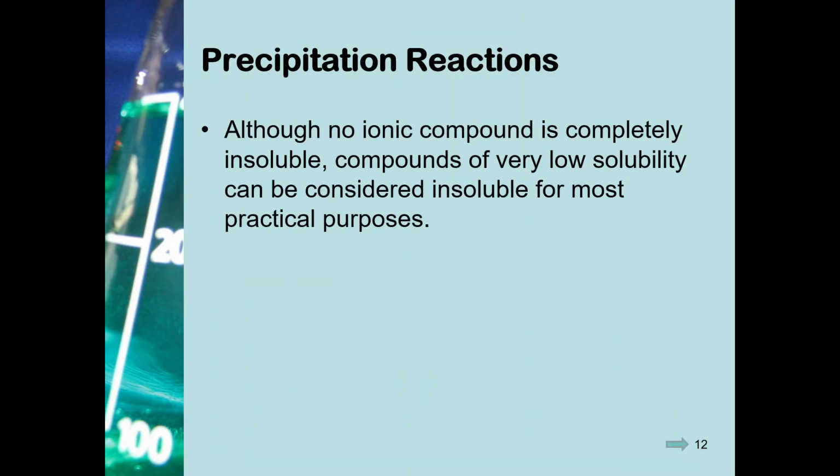So now let's take this information and apply it to precipitation reactions. These precipitation reactions are like those that you did when you performed your lab to create 2 grams of a substance by reacting 2 ionic compounds. Although no ionic compound is completely insoluble, compounds of very low solubility can be considered insoluble for most practical purposes.